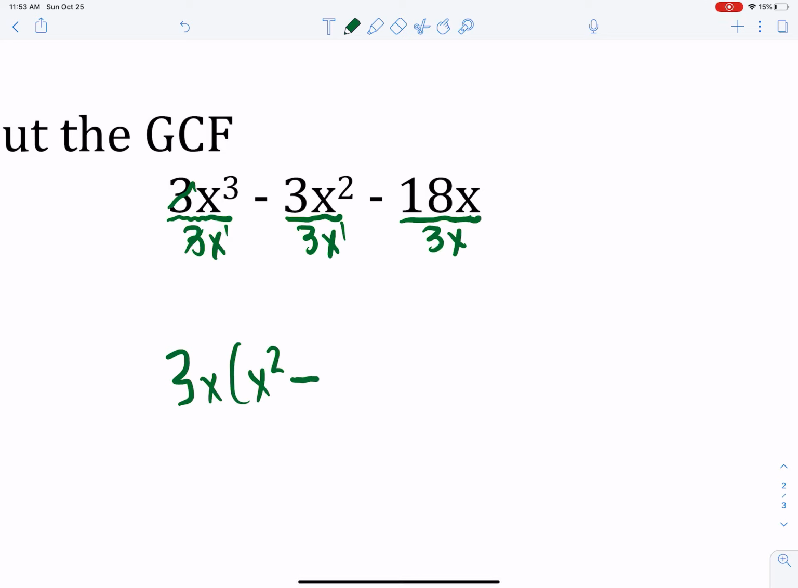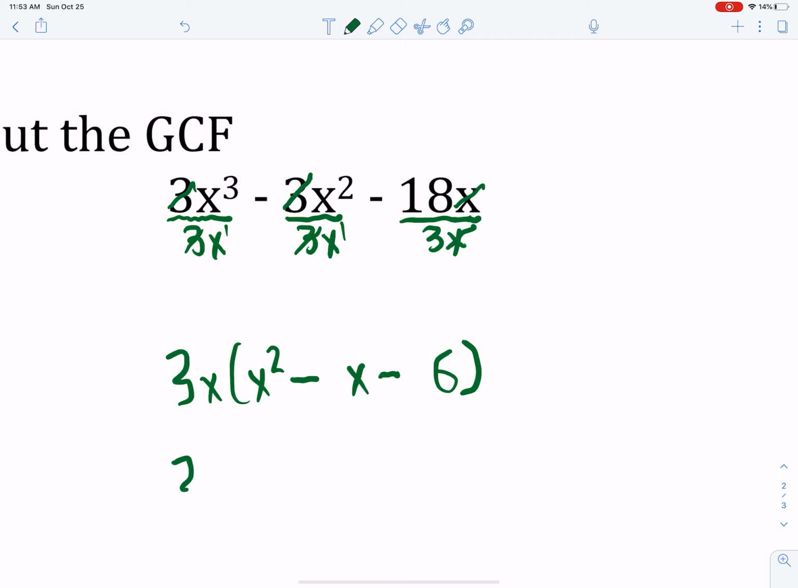So 3x to the third divided by 3x to the first. The 3's cancel out. X to the third divided by x to the first is x squared. Then we have a minus 3x squared divided by 3x to the first. The 3's cancel out again. X squared divided by x to the first, I subtract the exponents and get x to the first. And then a minus 18x divided by 3x. The x's cancel out. 18 divided by 3 is 6.